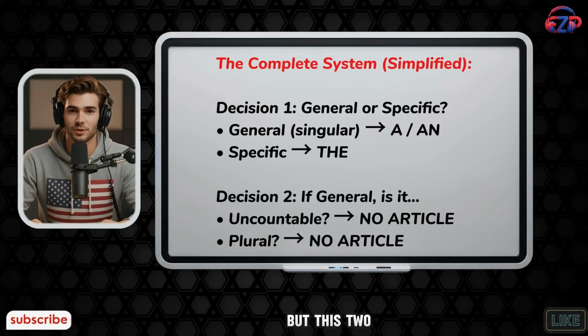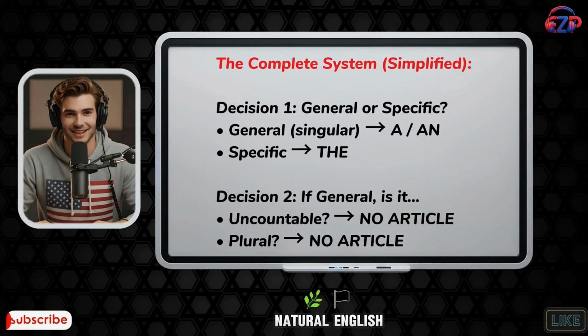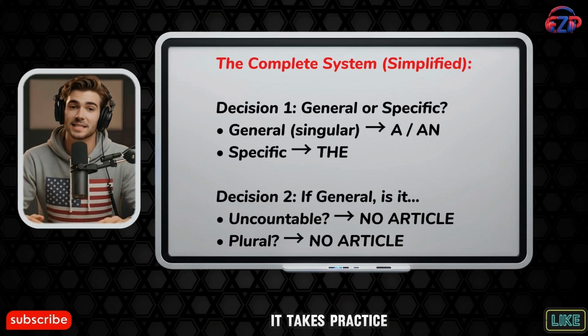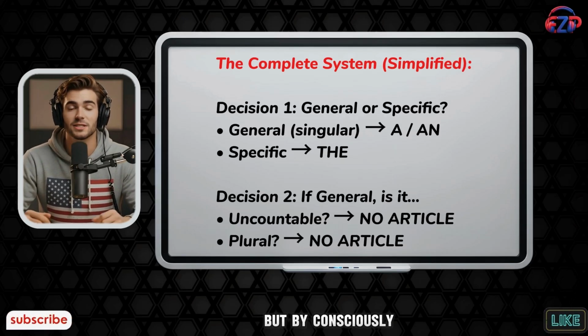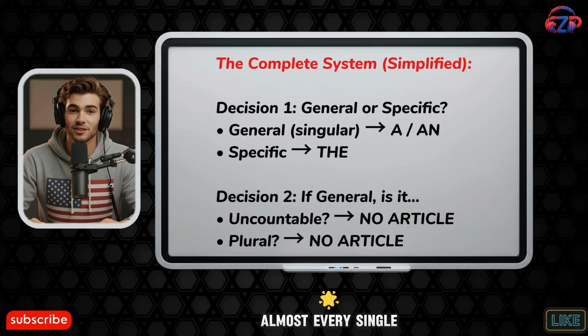This two-decision system is your key to unlocking natural English. It replaces guessing with a clear logical process. It takes practice, but by consciously using this system, you will build the intuition to choose the right article almost every single time.